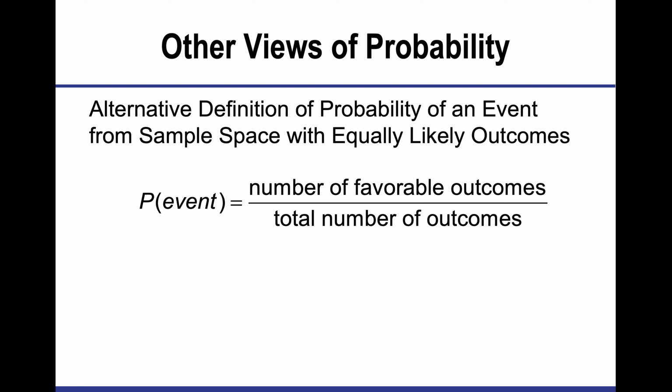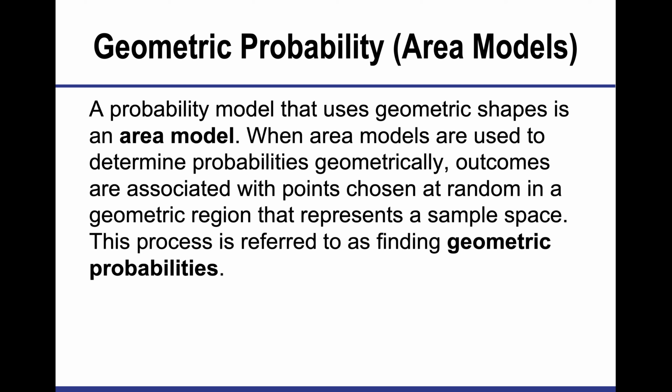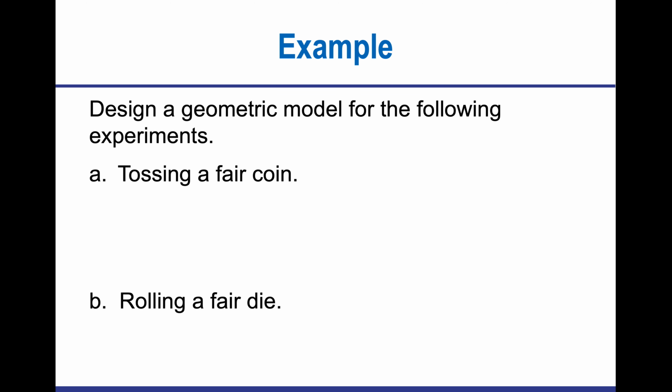Here are a few other ways to view probability. Sometimes we look at it as the number of favorable outcomes over total number of outcomes, which is what I talked about with desired outcomes over total number of possibilities. A probability model is going to use geometric shapes to model an area. So when the area is modeled, it's used to determine the probabilities geometrically. So we're looking at geometry because it's shapes. Outcomes associated with the point are chosen at random in the region that represents sample space. This is often referred to as finding a geometric probability. That's really, really vague, right? So let's start designing some geometric models and see what they actually look like.